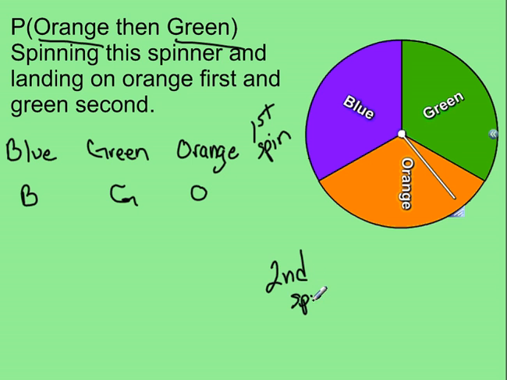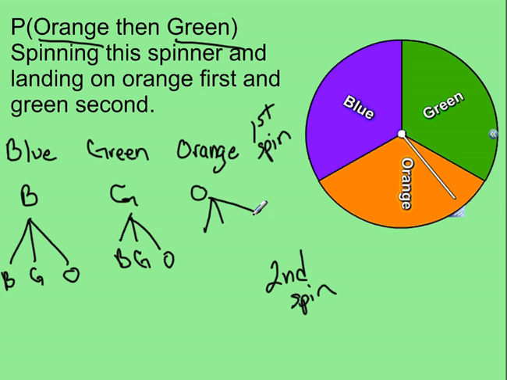Then you have to deal with the second spin. And the reason this is called a tree diagram is because you're going to have little branches coming off from each of these letters in the first level. So you can land on blue the first time, and then on the second spin, you could land again on blue, or on green, or on orange. If you landed on green the first time, on the second spin, you could land on blue, or green, or orange. And if you landed on orange the first time, you could land on blue, green, or orange. So this tree diagram shows all the different possibilities: blue, blue, blue, green, blue, orange, etc.